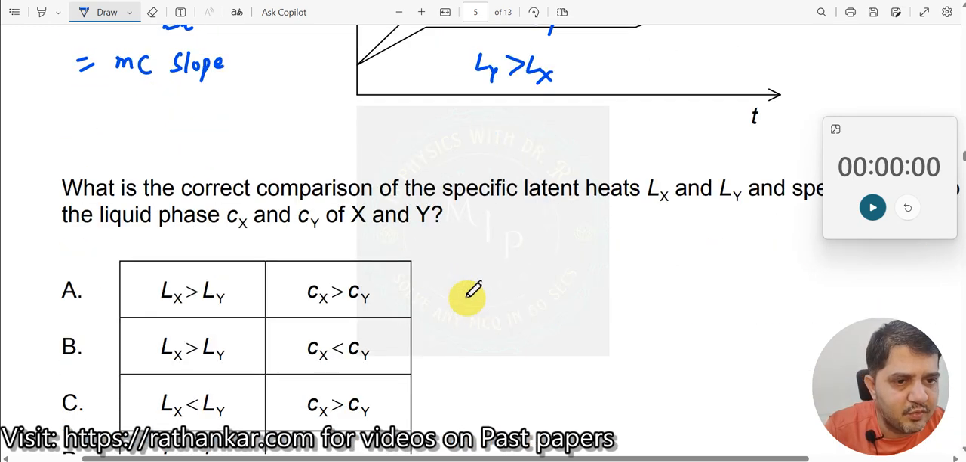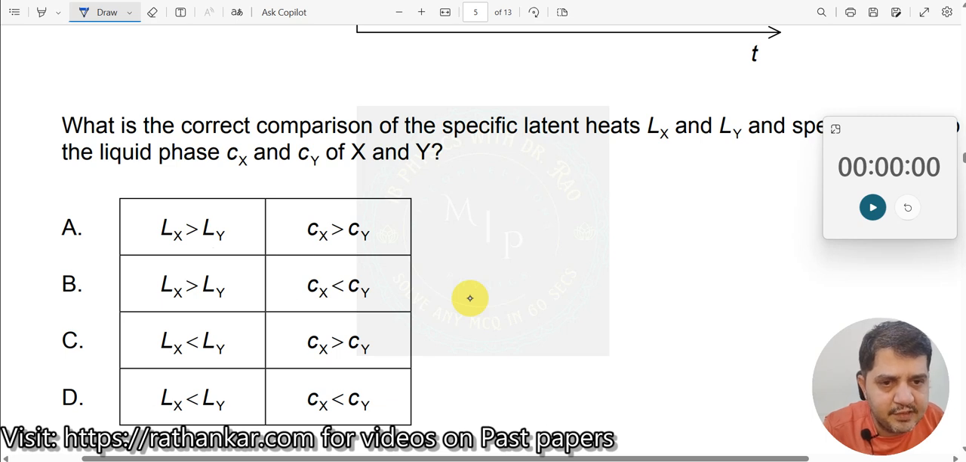Now, let us look at where we have Ly greater than Lx. So, these two are incorrect. Now, any one of them should be correct. Ly greater than Lx. Now, amongst these, we should decide about Cx and Cy.